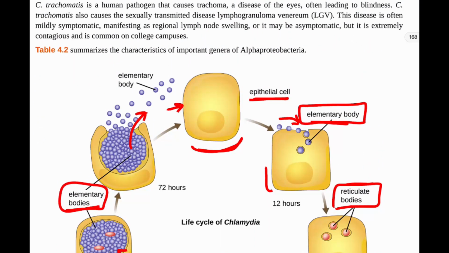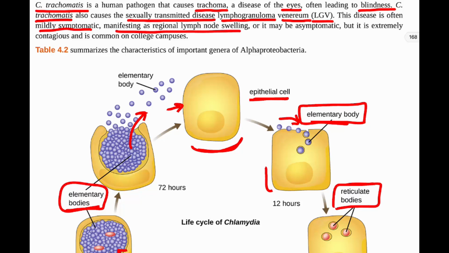C. trachomatis is a human pathogen that causes trachoma, a disease of the eyes, often leading to blindness. So that's another one. Trachomatis also causes the sexually transmitted disease lymphogranuloma venereum, so LGV. This disease is often mildly symptomatic, manifesting as regional lymph node swelling, because our immune system is trying to fight it off, or it can be asymptomatic, but it's extremely contagious. These elementary bodies get around very easily, and it's common on college campuses because there are lots of people that are close by.